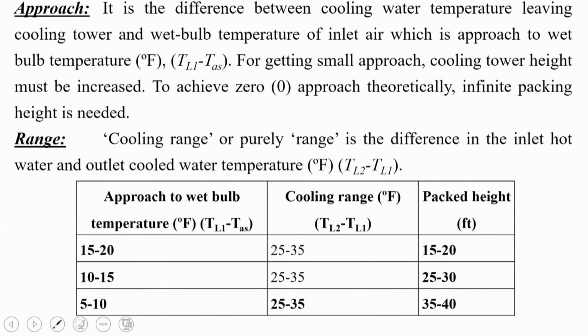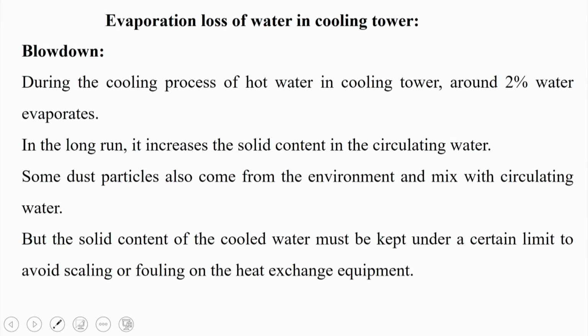If the approach to wet bulb temperature is in the range of 10 to 15 degrees Fahrenheit, then the cooling range will be around 25 to 35 degrees Fahrenheit, and the packed height will be around 25 to 30 feet. And if the approach is 5 to 10 degrees Fahrenheit, then the cooling range will be 25 to 35 degrees Fahrenheit, and the packed height will be in the range of 35 to 40 feet. Now, we need to understand two other terms, evaporation loss and blowdown in the cooling tower.